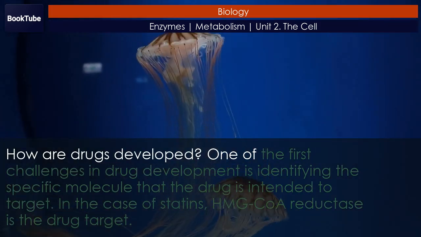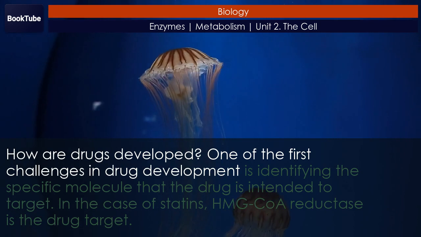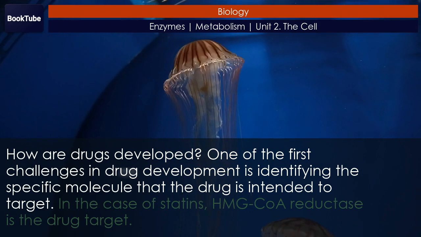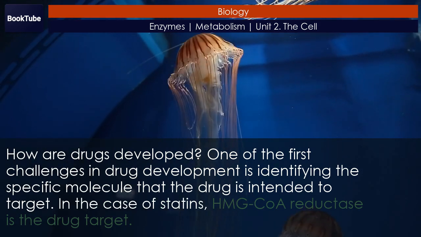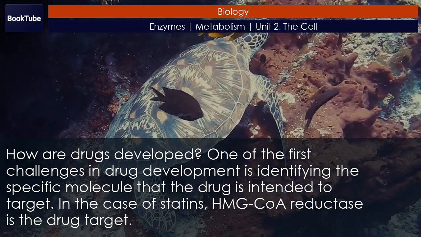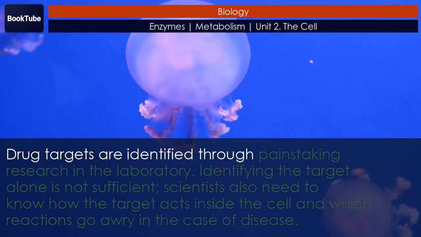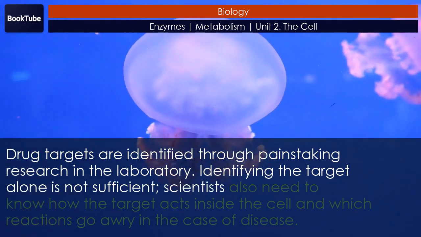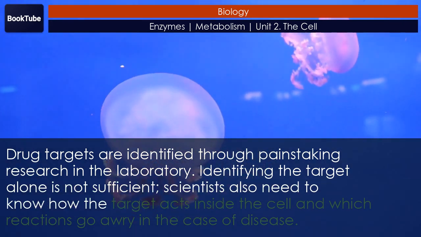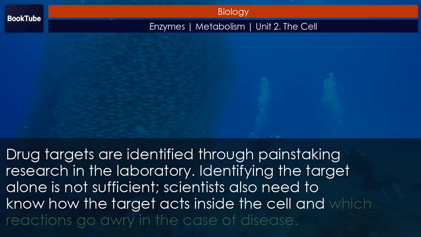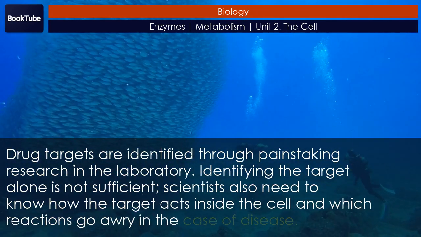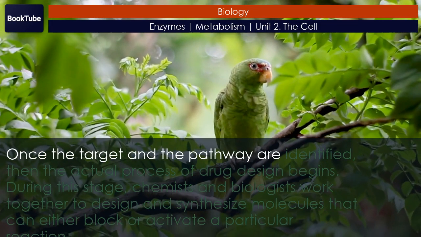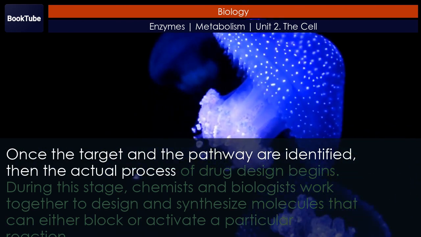How are drugs developed? One of the first challenges in drug development is identifying the specific molecule that the drug is intended to target. In the case of statins, HMG-CoA reductase is the drug target. Drug targets are identified through painstaking research in the laboratory. Identifying the target alone is not sufficient. Scientists also need to know how the target acts inside the cell and which reactions go awry in the case of disease. Once the target and the pathway are identified, then the actual process of drug design begins.